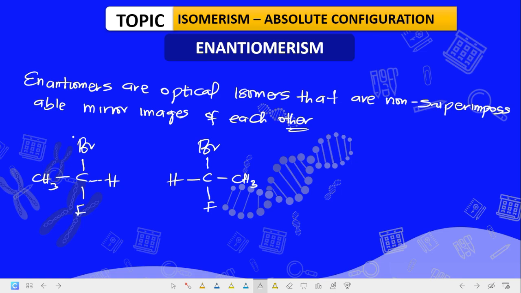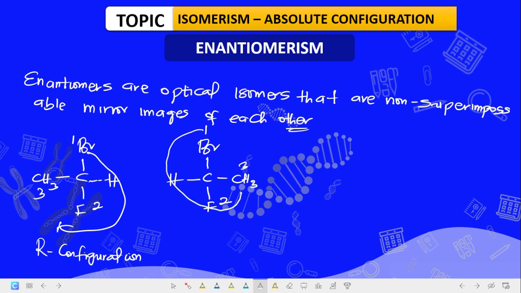Now what configuration is this? This is 1, here is 2, and here is 3. This is going in this direction. Now this direction is what you call the clockwise direction, which is the R configuration. Now how about this one? This is 1, here is 2, and here is 3. So you go from 1 to 2 to 3, and then you call this the S configuration.